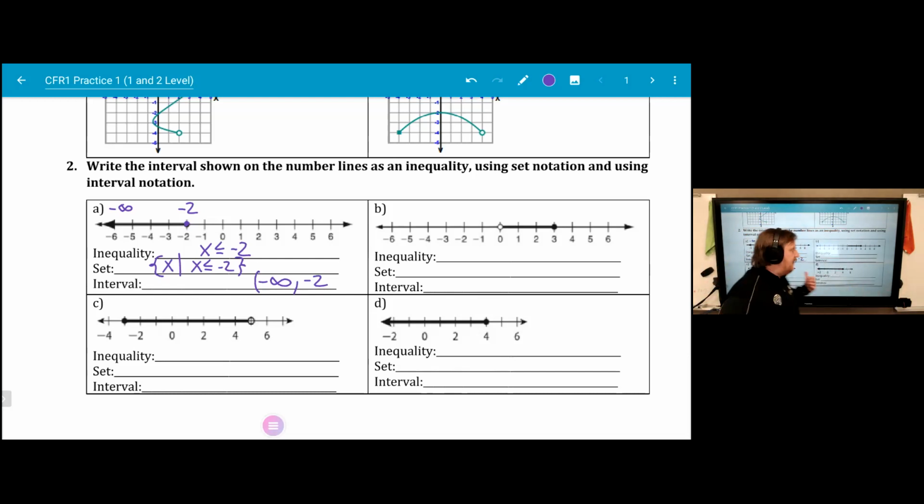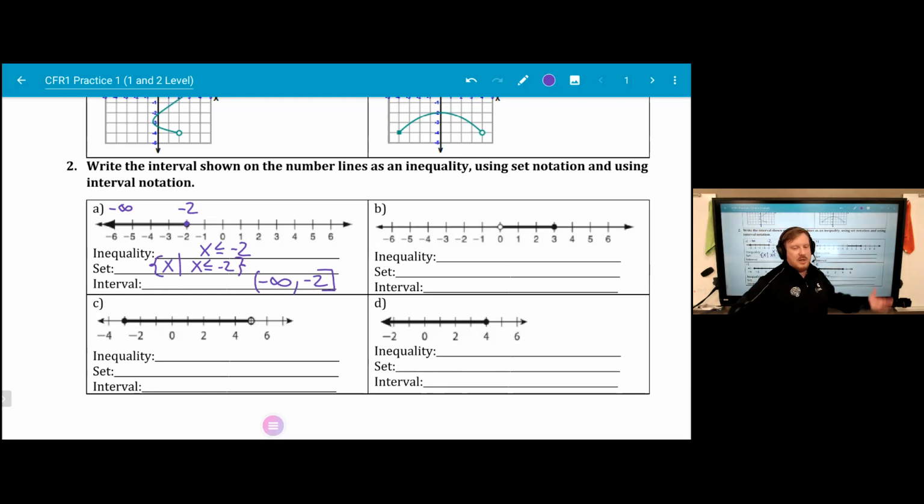In this case, and the right-hand side, because it's filled in, we put a square bracket on. So this says, once again, all three of these say the same thing. This says that my lowest value is negative infinity, my biggest value is -2, but it also includes -2.